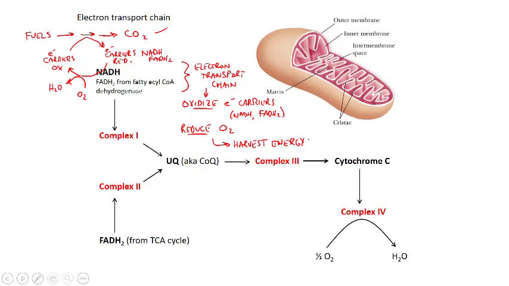Now, notice that ATP synthesis is not part of this process. We have not made our ATP yet, and we're not going to make our ATP yet. We have to store this energy in the meantime. And so the energy that comes from reduction of oxygen is going to be stored in the form of a proton gradient or an electrochemical gradient across the inner mitochondrial membrane.